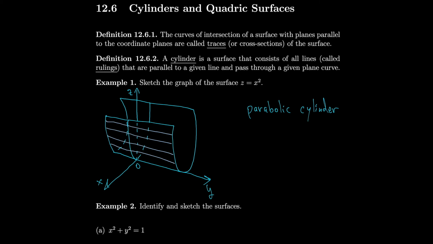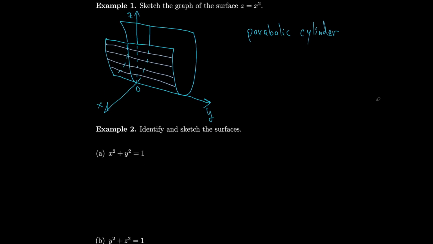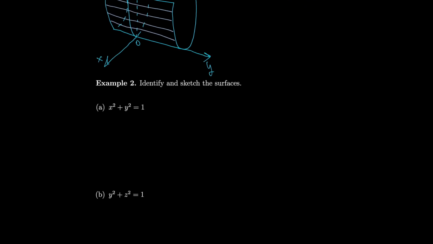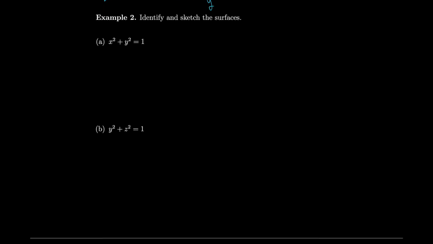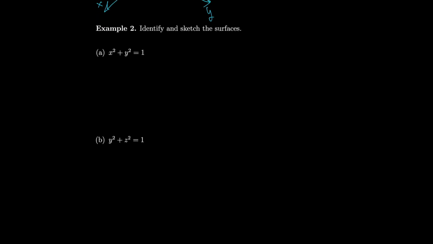How about we do another example? Oh, by the way, notice that we're missing the y variable over here. Anytime that you're missing a variable in your equation, you're going to end up with a cylinder. So notice in these two, over here we're missing z, so it's going to be a cylinder, and over here we're missing x, so that's going to be a cylinder. But they'll look a little bit different.